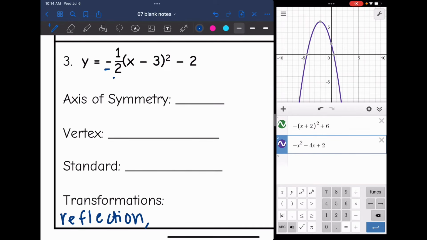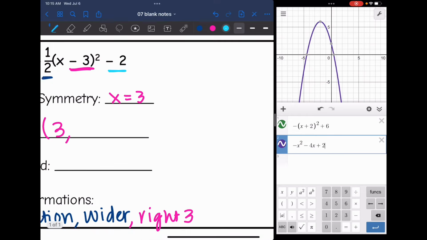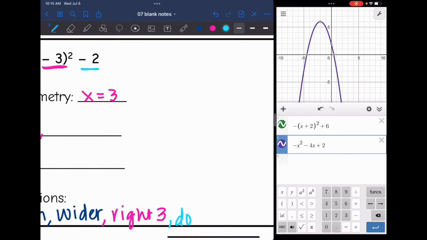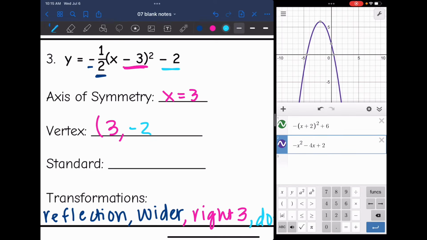And then I also have this 1/2. So I'm multiplying by a number less than 1, so that means my parabola is going to get wider. And then I have this minus 3 inside the parentheses, so that means I go right 3. So my axis of symmetry is x equals 3, and the vertex is 3 for the x value. And then the minus 2 outside the parentheses means down 2. So negative 2 for the y value.